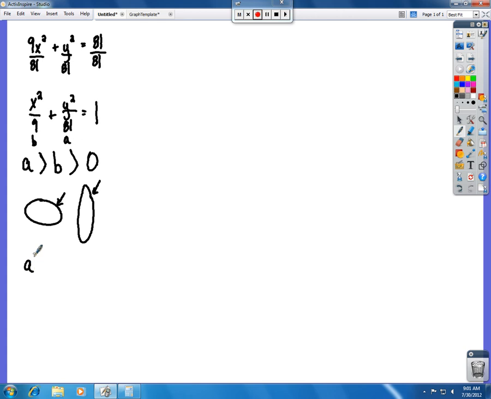So we have to ask ourselves, what squared gives me 81? If you take the square root of both sides, then A is clearly plus or minus 9. And then for B, same sort of thing. I'm sorry, those are the squared terms. So A and B, since the square root of 9 is 3. So now we're ready to graph.